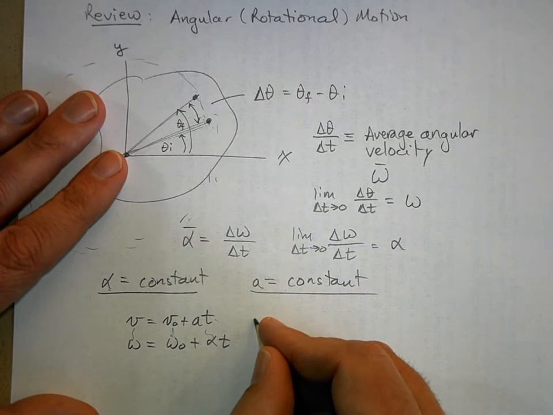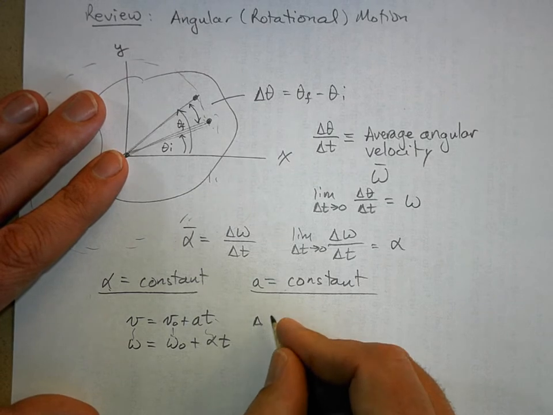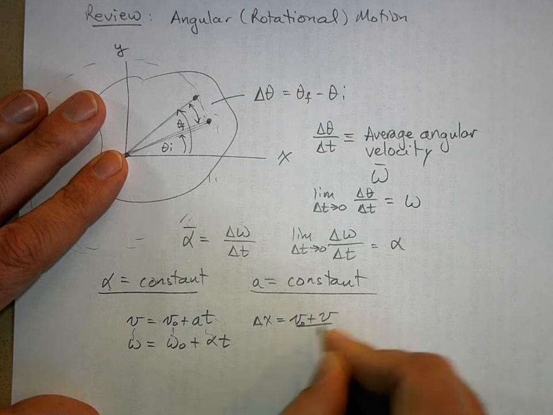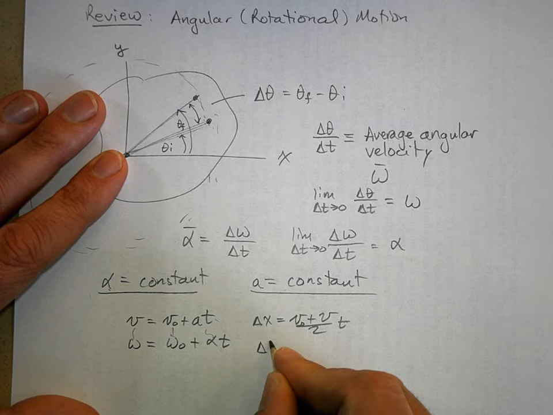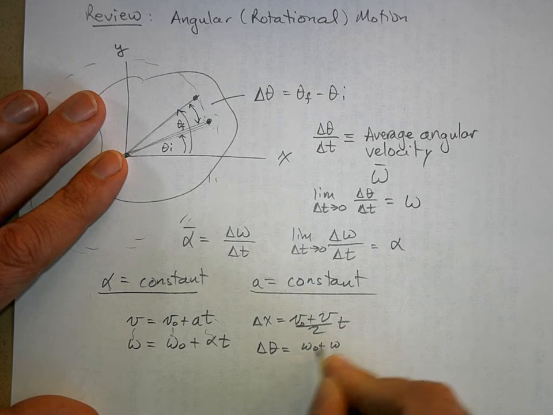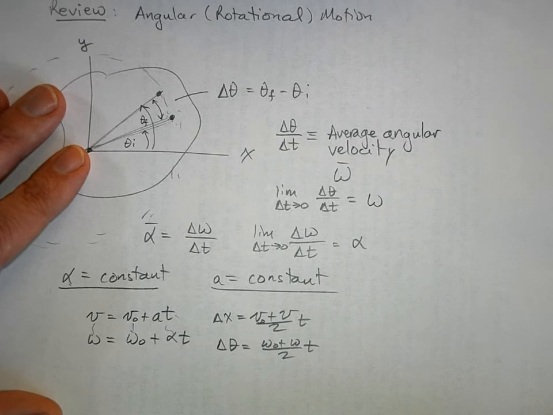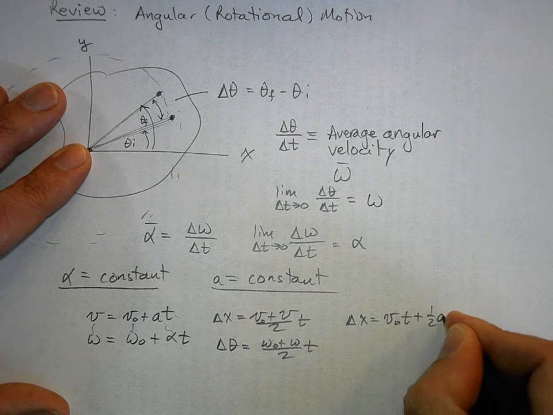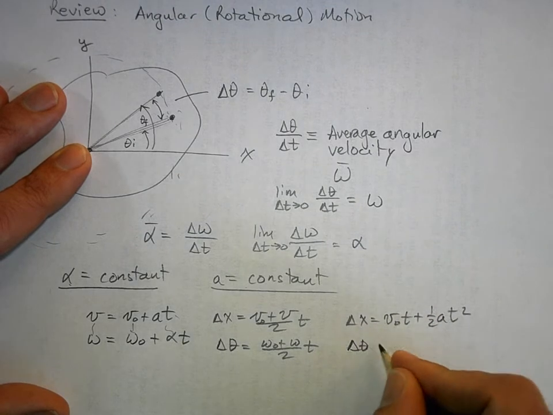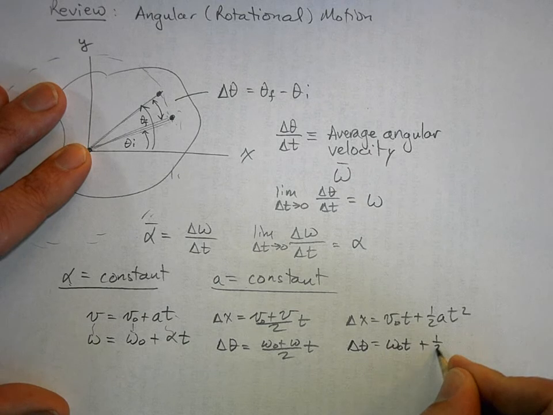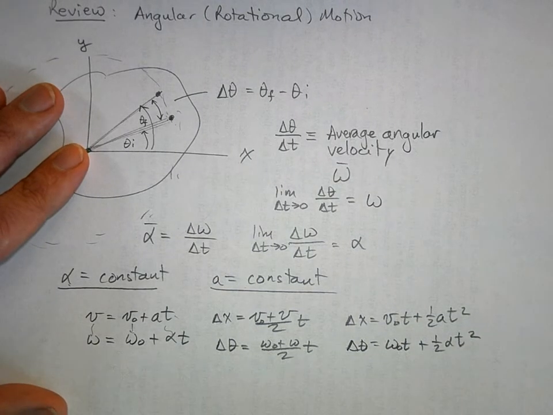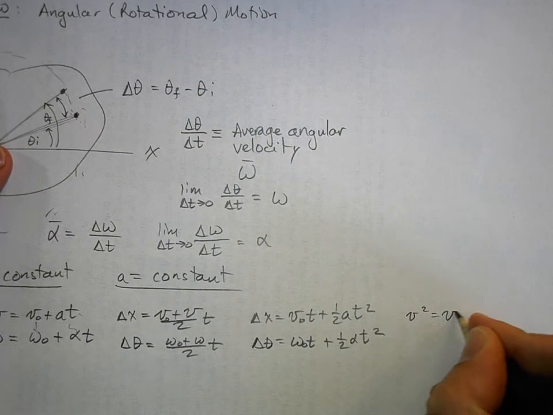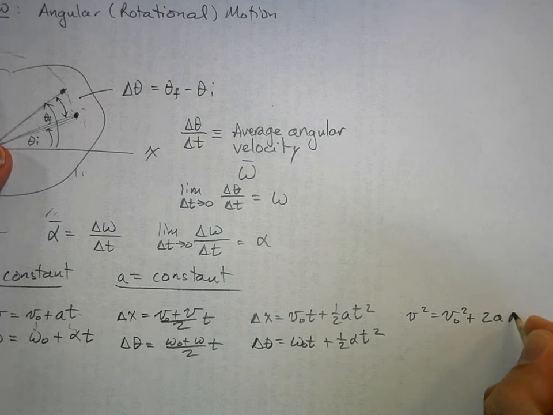And then we have delta x equals v naught plus v over 2 times time. So this would be delta theta is equal to omega naught plus omega over 2 times time. Then we had delta x equals v naught t plus 1/2 a t squared. So delta theta equals omega naught t plus 1/2 alpha t squared. And then we had v squared equals v naught squared plus 2a delta x.